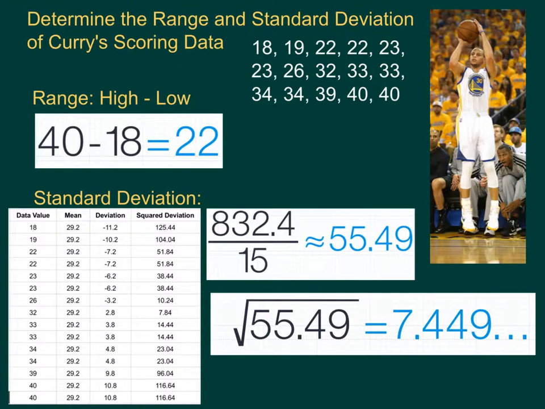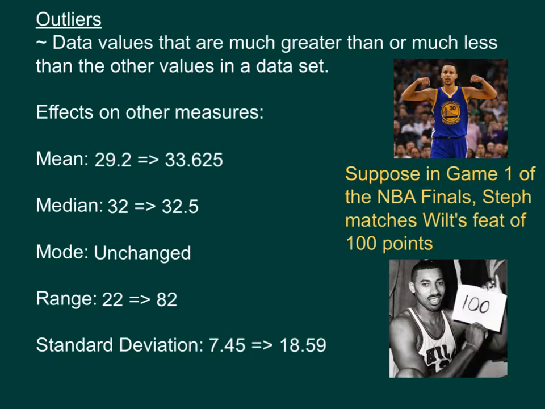There you go. Let's talk about the same outlier we mentioned before now. Alright, so let's take a look at the same outlier that we considered in the other video. If in Game 1 of the NBA Finals, Steph matched Wilt's feat of 100 points, we discussed already the effect that would have on the mean, the median, and the mode, the measures of center. And I just want to talk about the effect it would have on the measures of variance.